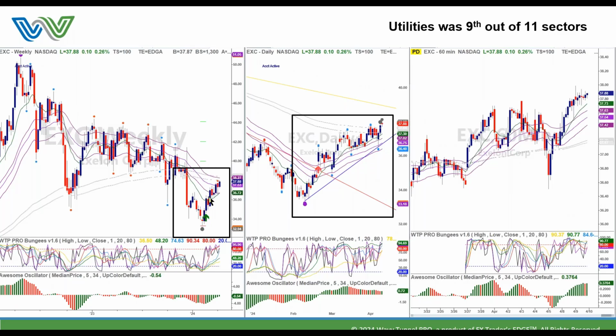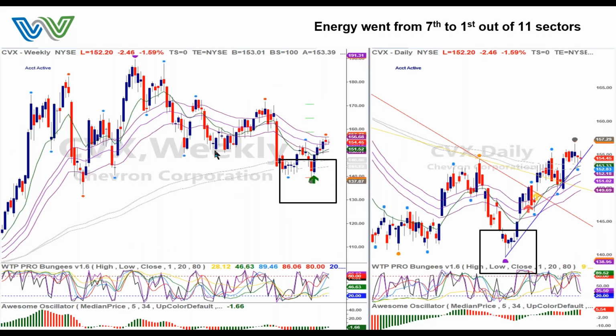Okay, so the market did move up nicely. This is the weekly. It moved up nicely. You can see this on the daily, and you can see this on the hourly chart. So this was one of the laggards that popped up on the TradeStation scanner. A second laggard that popped up was CVX energy. We looked at that, and we mentioned that energy went from 7th when I took it a month ago to 1st out of the 11 sectors.